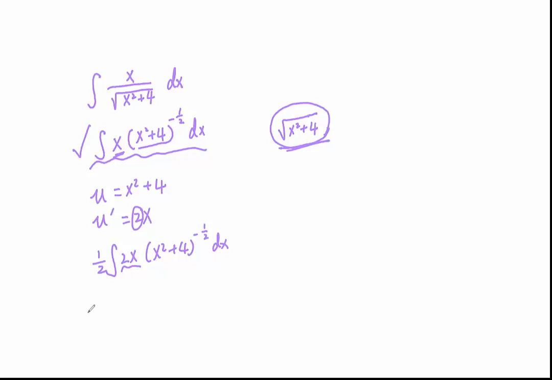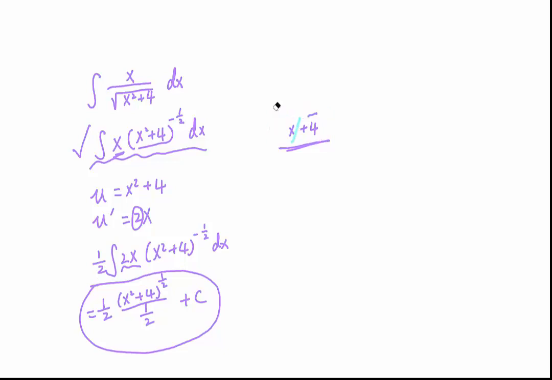So the final answer will be a half times x squared plus 4 to the negative half plus 1, which is positive half, and a positive half right here, plus C. That's it. Is that exactly the same one we did last week with the trig substitution? That's what we're going to check. Oh, okay. Right. So this is what we did before with trig substitution. And it looks like it's not too hard, right?